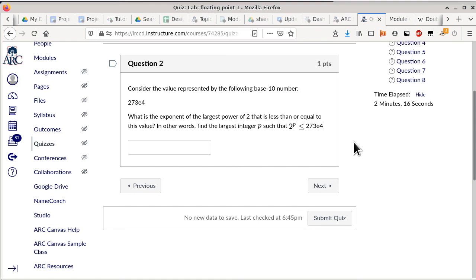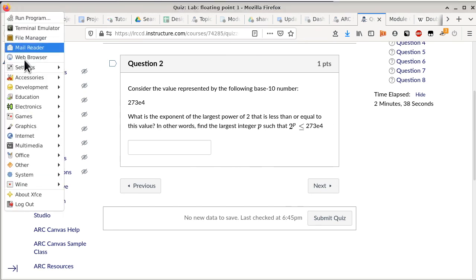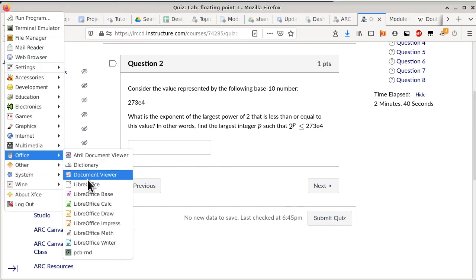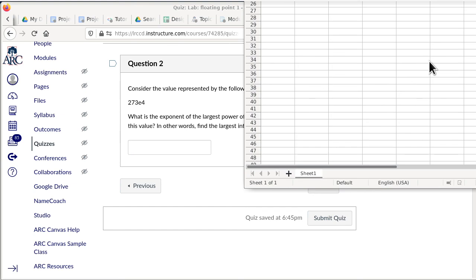You can also use log. For those of you who still remember your math, you can use log to do it. For those of you who refuse to use log and say, in this age I don't need to learn log because I have a calculator, I have a spreadsheet, you can use a spreadsheet. So what you do, this is one way to do it. I would not say it's the best way to do it, but it's one way to do it.